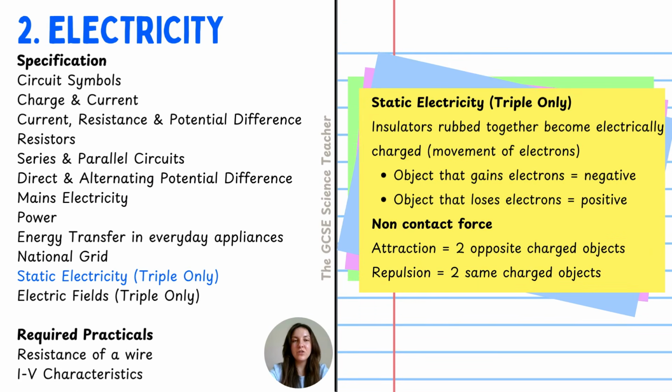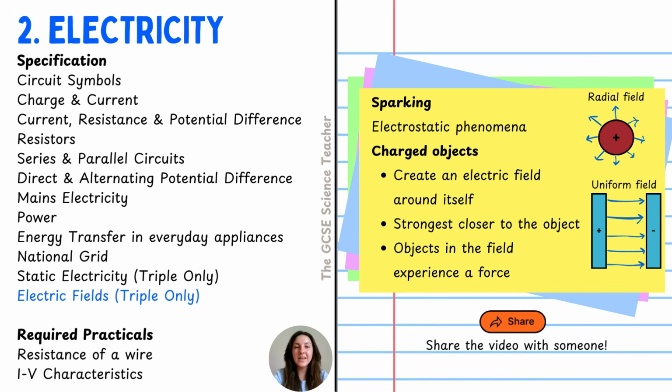Static electricity, triple science only. Insulators, when rubbed together, become electrically charged, and this is due to the movement of electrons. An insulator that gains electrons becomes negatively charged, and an insulator that loses electrons becomes positively charged. Static electricity is an example of a non-contact force. If two oppositely charged objects interact, they have attractive forces, whereas for two objects with the same charge, you will have a repulsion force. Sparking is an example of an electrostatic phenomenon.